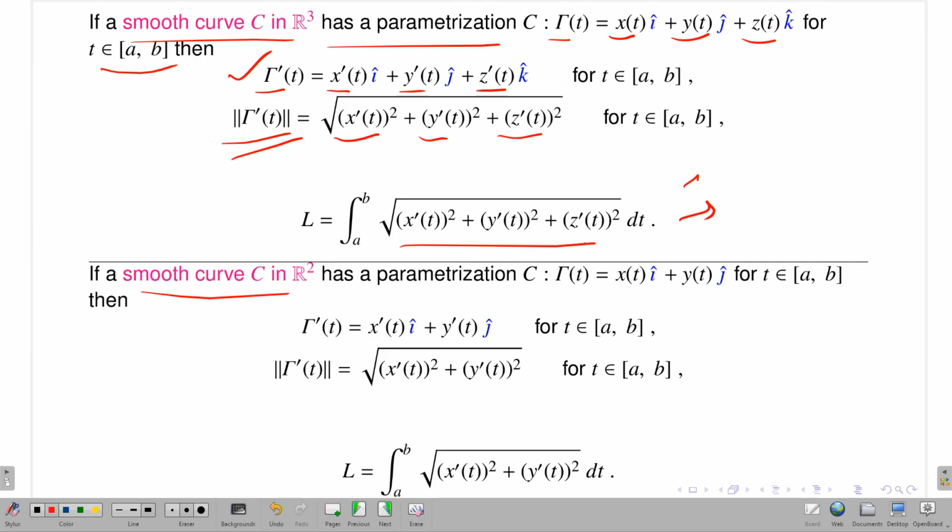Similarly, if I have a smooth curve C in R2, you have a formula. Suppose the curve is given by the parameterization gamma whose first component is x of t, second component is y of t. Then you just calculate gamma prime t, which is nothing but x prime t, y prime t, and calculate the norm of gamma prime t, which is the square root of x prime t square plus y prime t square. So, this is the corresponding formula for the length of the curve if my curve is in R2, whose parameterization is given by gamma whose first component is x, second component is y. So, this is the formula. Okay. So, this is in R2, this is in R3, right, and this is in R2.